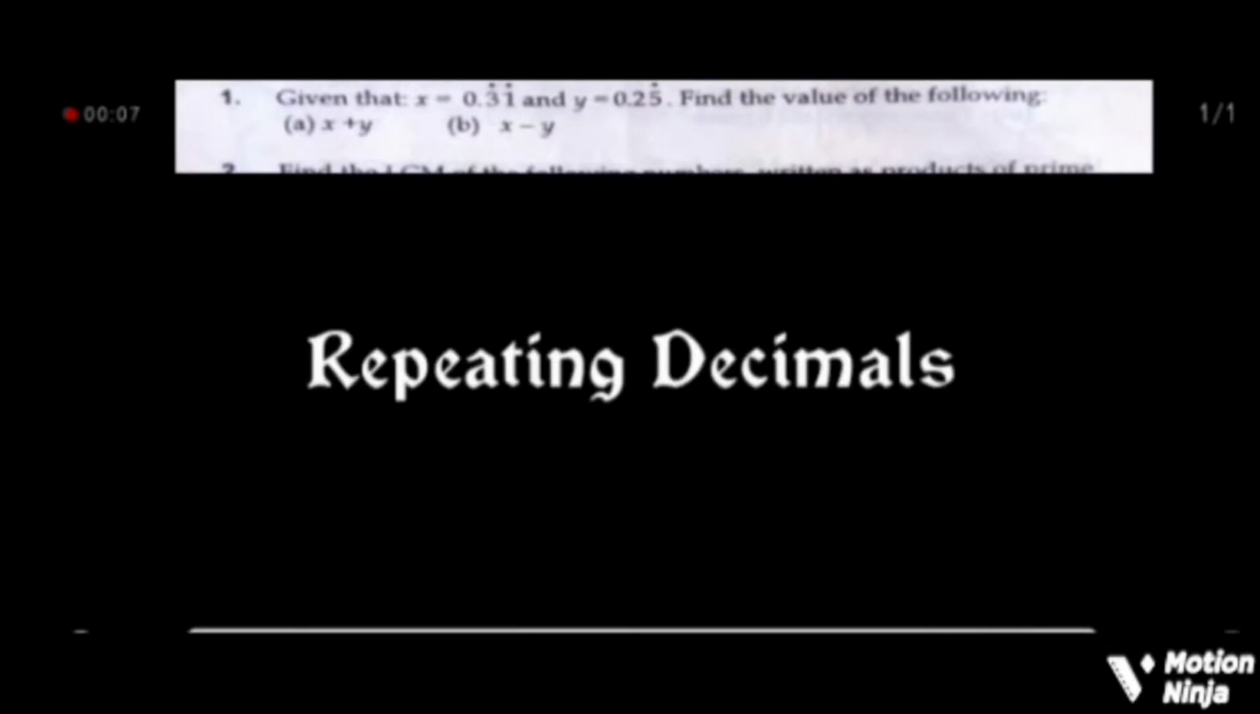Today we have a question which states that given that x is equal to 0.31 recurring decimal and y equals 0.25, the size of the repeating digit, find the value of the following: a, x plus y, and b, x minus y.